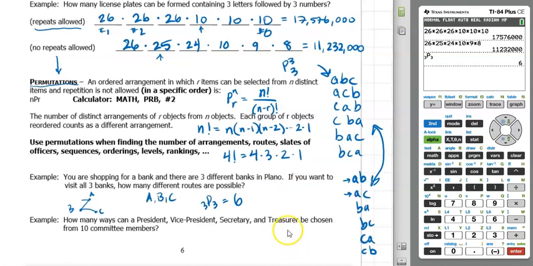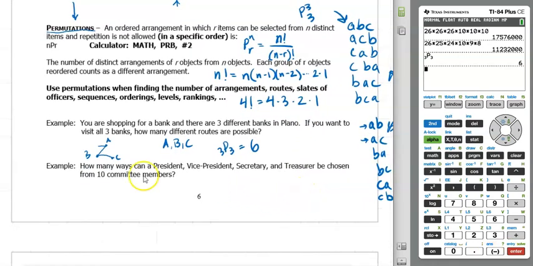Now we're going to get more of a new one, because here we're trying to find out how many ways can a president, vice president, secretary, and treasurer be chosen from 10 committee members. So if we've got 10 total members, and there are 10 of these people, then we're choosing, this will be the N, it's going to be 10. We're choosing from a list of 10 people, and we're going to choose them 4 at a time, because we're going to choose a president, vice president, secretary, treasurer. That's 4 of them. And so the little R is 4. That's how many we're choosing at a time.